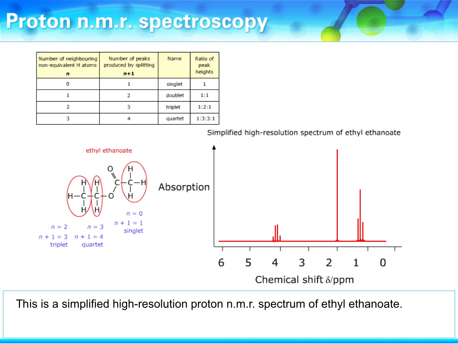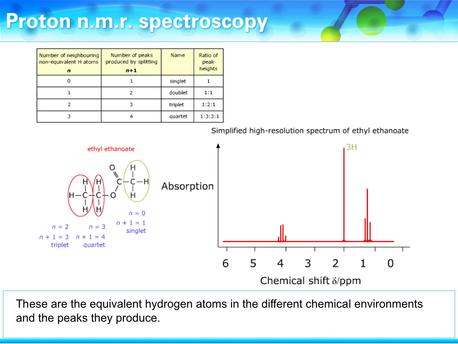Before we can predict the positions of the quartet, the singlet and the triplet, we need to know the chemical shift, and that's where we would need to go to a data sheet.